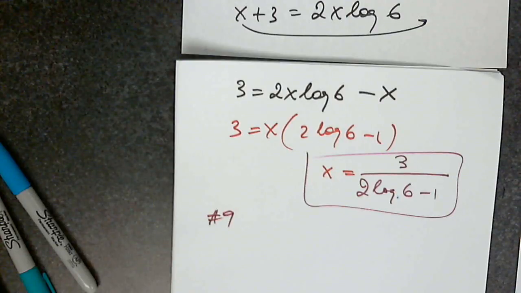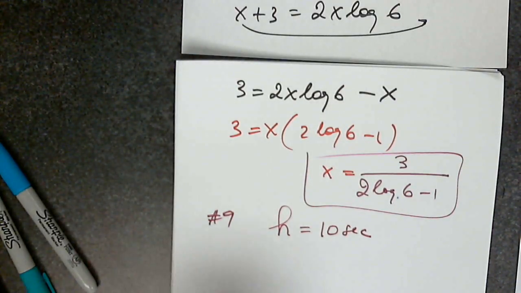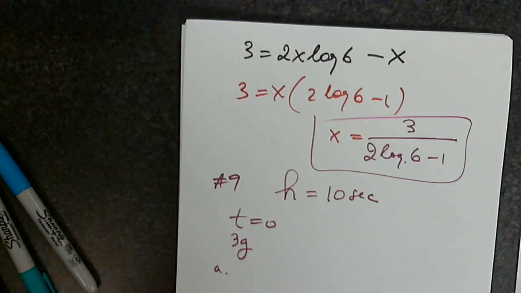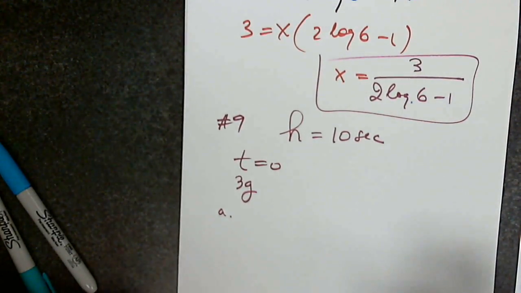The half-life of Krypton 91 is 10 seconds. At time t equals 0, a heavy canister contains 3 grams of this radioactive gas. Very good. Part A: find a function that models the amount, A of t or M of t, of Krypton 91 remaining in the canister after t seconds. So this is obviously radioactive decay.